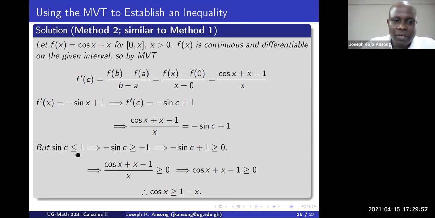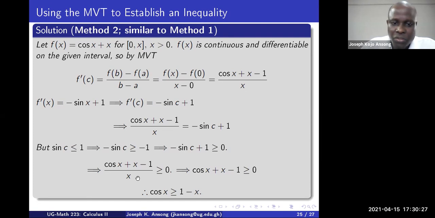Sine c is less than or equal to 1 implies that negative sine c is greater than or equal to -1. You can add 1 to both sides. So you have negative sine c plus 1 is greater or equal to -1 plus 1, which is 0. So you get 0 here. Or if you like, take this to that side, you get that. So this says that this expression here is greater or equal to 0. That means this is greater or equal to 0. Therefore, this has to be greater or equal to 0.